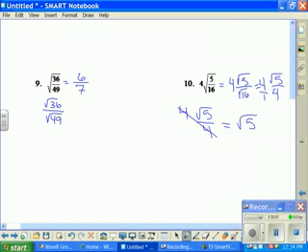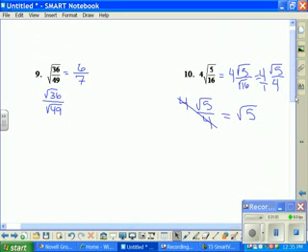Because it's this. Then they cancel. No, the 4 and the 4 cancel out because why? Because 4 is the same thing as 4 over 1, right? So you would get 4 radical 5 over 4, then the 4's cancel. Okay? 4 divided by 4 is 1. Square root of 5.